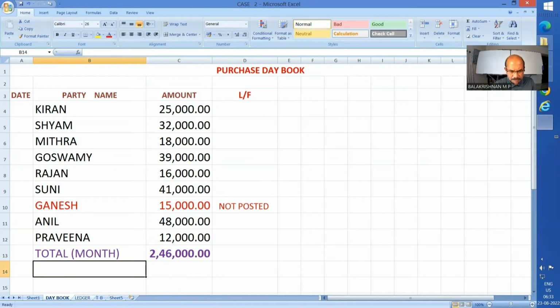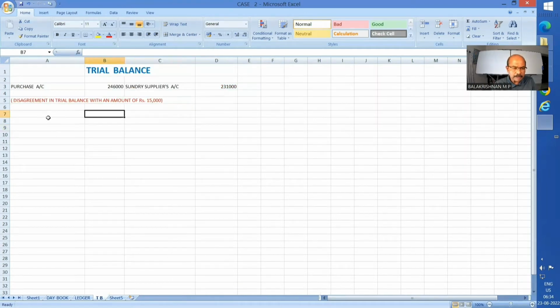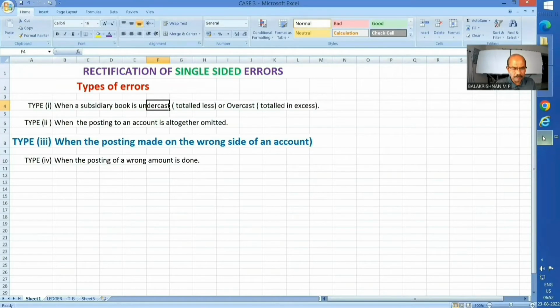That being the case, the total sundry suppliers account will get posted with 2,31,000 only, because it is 15,000 short. In that case, trial balance entries will be purchase account 2,46,000 and sundry suppliers account 2,31,000. Conclusion is disagreement in trial balance with an amount of 15,000. This is the simplest explanation I can give you about omission in posting. Next type 3, when the posting is made on the wrong side of an account.